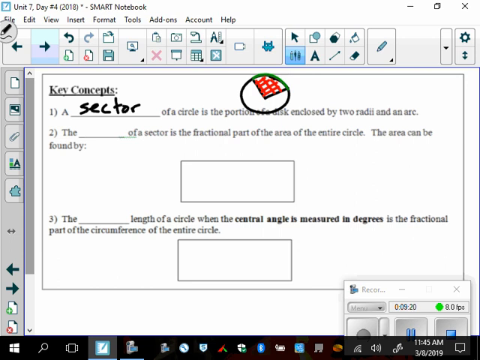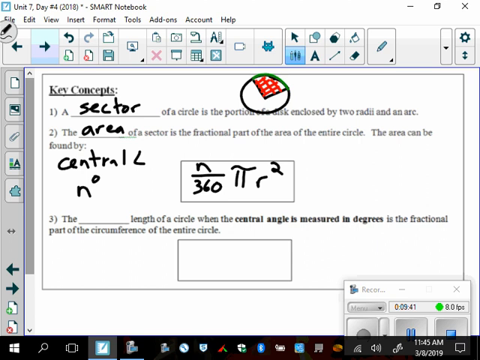And the area of the sector is the fractional part of the area of the entire circle. Okay, so I'm going to say the central angle is n degrees. So how many degrees out of 360 times pi r squared? So pi r squared is on our formula sheet. We need to know the n over 360 part.